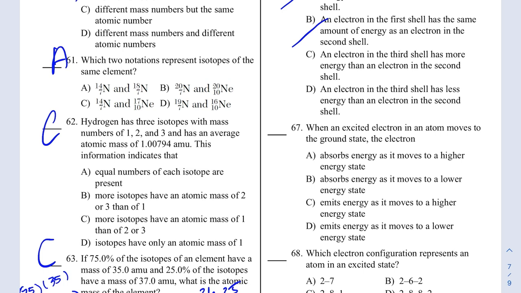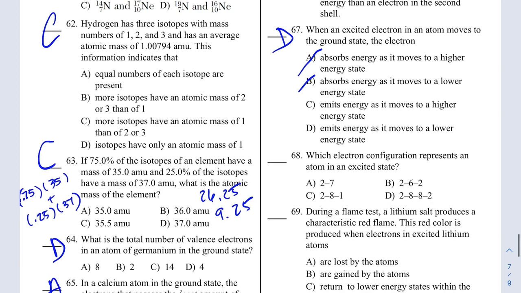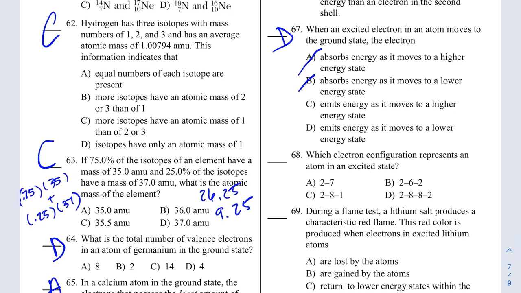When an electron that is excited moves to the ground, we're crashing. We've been at that Taylor Swift concert, so excited, but then we're crashing down. We're giving off energy as we're moving down to the lower state. We gain energy through heating to go up, but can't stay there very long. We crash back down. So choice D represents an atom in the excited state. Don't forget that it goes 2, 8, 18, etc. So 2, 7 is on the way. 2, 6, 2. This did not fill 8 first. So that's going to be my answer.